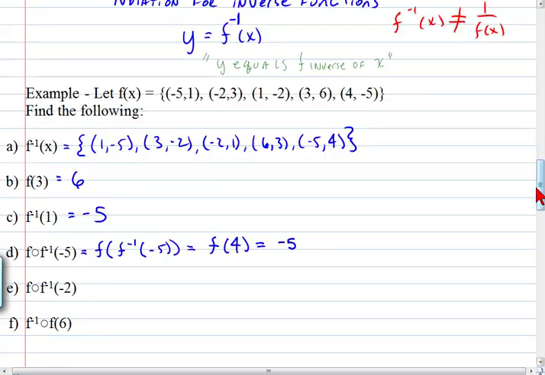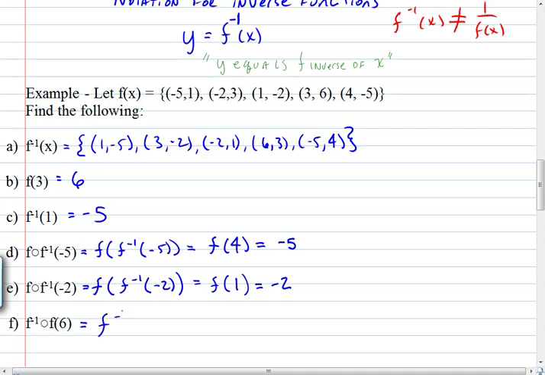Let's look at E. F composed with f inverse of negative 2. Use the embedded parentheses notation. That's f of f inverse of negative 2. What is f inverse of negative 2? 1. F inverse of negative 2 is 1. F of negative 2 is 3, but I was looking for f inverse of negative 2, so I got to go to my inverse function, and when x is negative 2, y is 1. So now we're looking at f of 1, and what is f of 1? Negative 2. We got out what we put in.